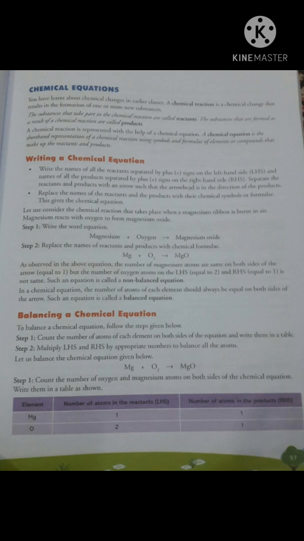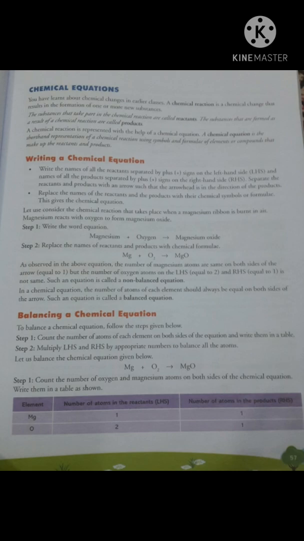Children, now the topic is writing a chemical equation. For writing a chemical equation, we have to follow some steps. First, write the names of all the reactants separated by a plus sign on the left hand side, and the names of all the products separated by a plus sign on the right hand side. Separate the reactants and products with an arrow such that the arrow head is in the direction of the products. The direction of the arrow head indicates products.